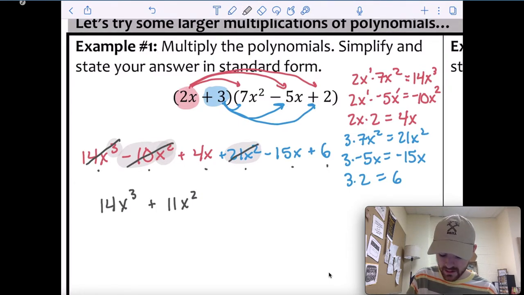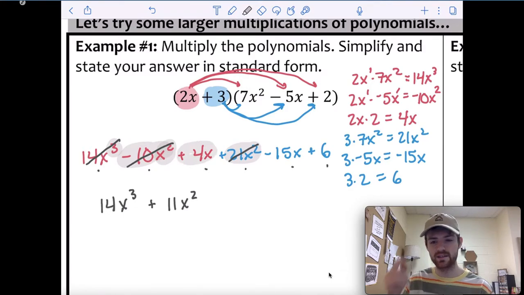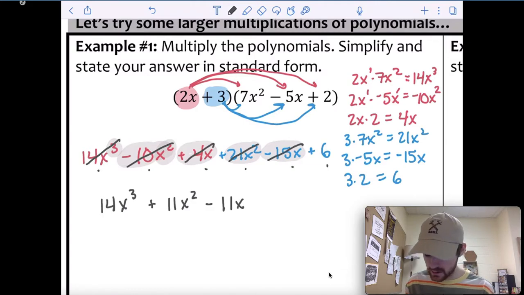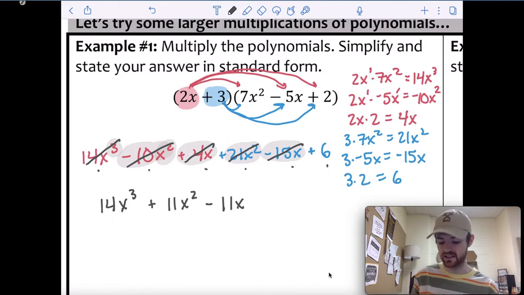So next, I move on to this 4x, my exponent of 1 now. Is there anything I can combine this with? Sure enough, I see this minus 15. 4 minus 15 is going to end up giving us minus 11x. Good. And then it looks like the last thing I have is this plus 6.